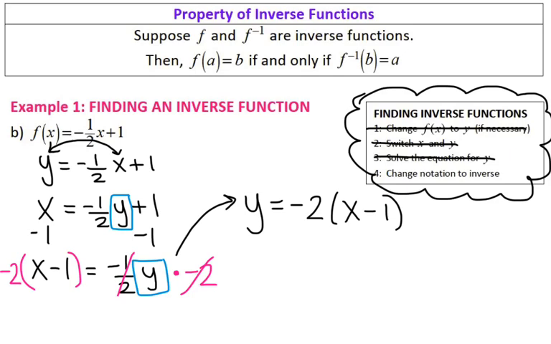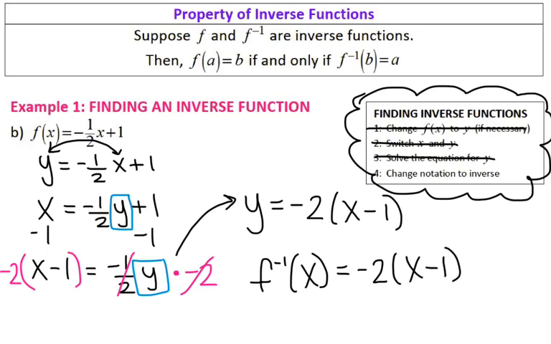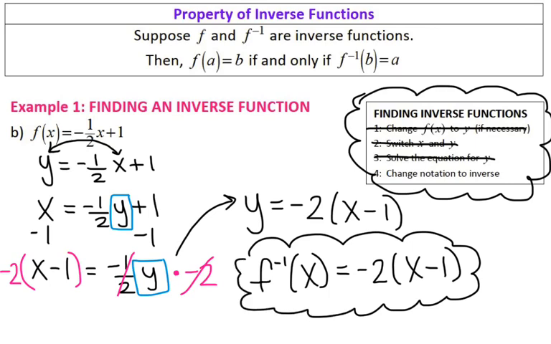Step 4 is just to change it back into function notation. So you're not going to use f of x. Instead, we're going to use f inverse of x, since f of x is already taken by the original function. So I have f inverse of x equals negative 2 times x minus 1. And that is the inverse of f of x. Alright, let's do another one.